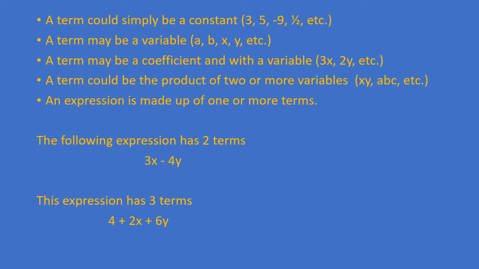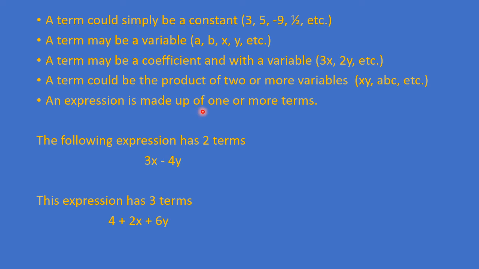A term could simply be a constant. So a term could just be a number. A term could be just a variable, and here's examples of those. A term could be a coefficient with a variable, like 3x, 2i, that's considered a term. A term could be the product of two or more variables.